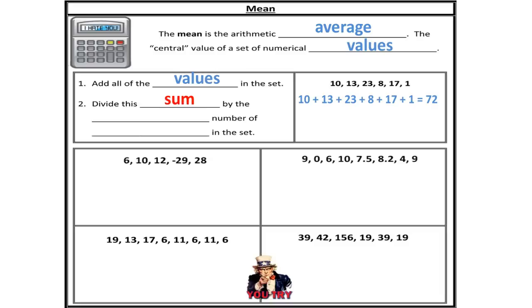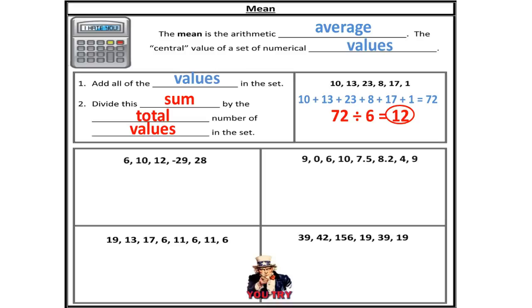Take this sum. I'm going to divide this sum by the total number of values in the set. Well, the sum of all those values is 72, but there are 1, 2, 3, 4, 5, 6 values in that set. So I'm going to take 72, divide by 6 to get 12. My arithmetic mean is 12.